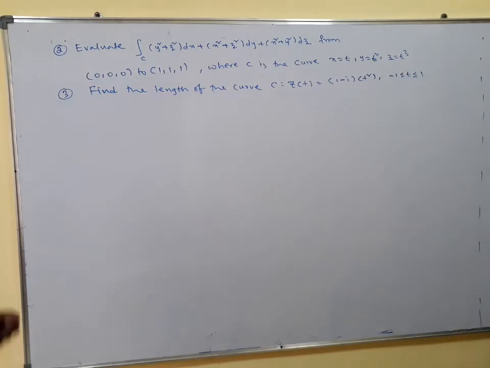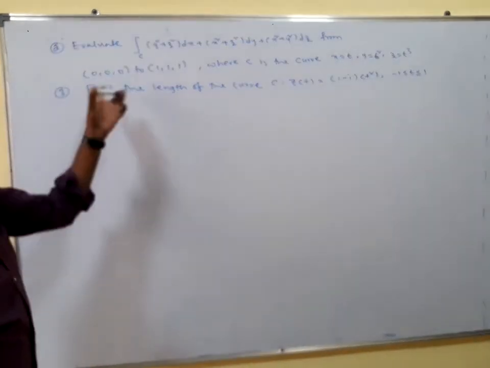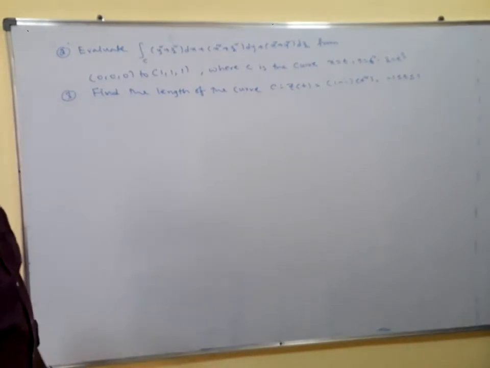Right. Now coming to the next problem. Evaluate the integral over C of (y square plus z square) dx plus (x square plus z square) dy plus (x square plus y square) dz from 0, 0, 0 in three dimensions to 1, 1, 1, where C is the curve joining these two points. The curve is represented by the parametric equations x is equal to t, y is equal to t square, z is equal to t cube.